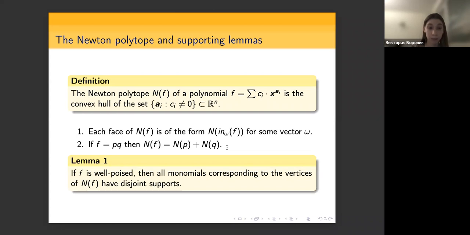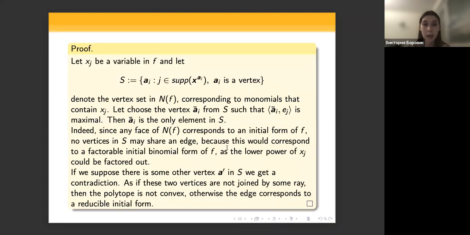So the first lemma: if f is a well-poised polynomial, then all monomials corresponding to the vertices of the Newton polytope of f have disjoint supports. Let me prove this. Consider some variable in f and consider the set S of those exponent vectors. Firstly, these exponent vectors should be vertices of our Newton polytope. And secondly, let j belong to the support of the associated monomial. And we will prove that S has only one element.